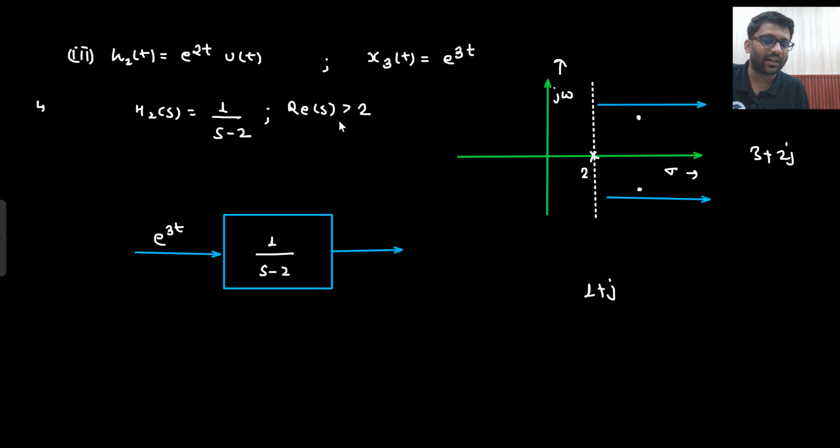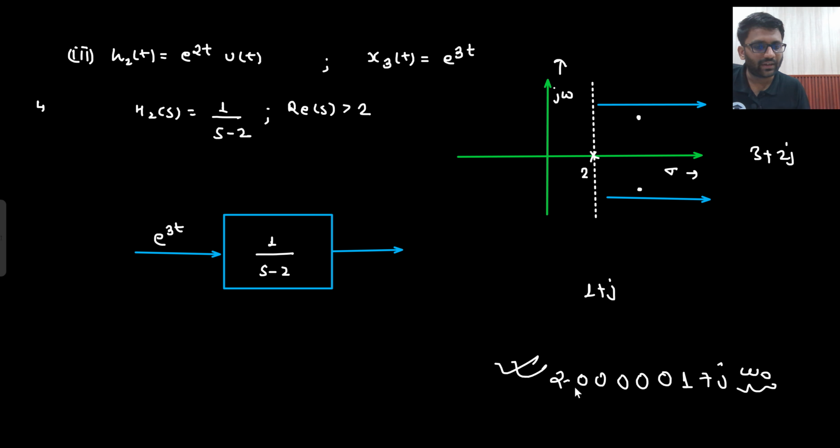What is the meaning of ROC? ROC is real part of s greater than 2. Greater than 2, not greater than or equal to 2. That means this particular line will also not be included. After this line, whatever values are there will be included. That means 2.00000001 plus j omega naught, anything, will be included in the ROC. Before this, nothing will be included in the ROC.